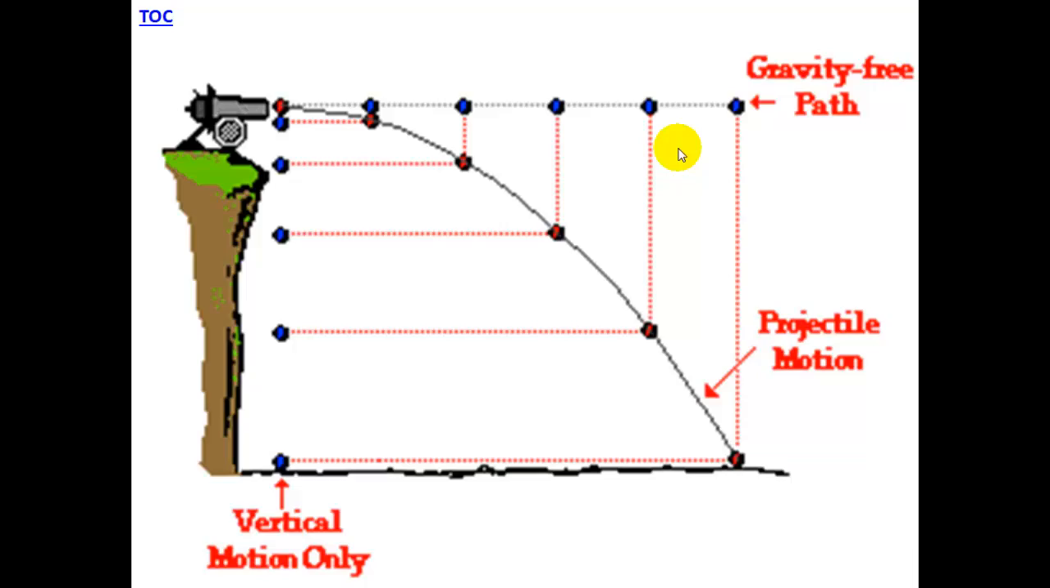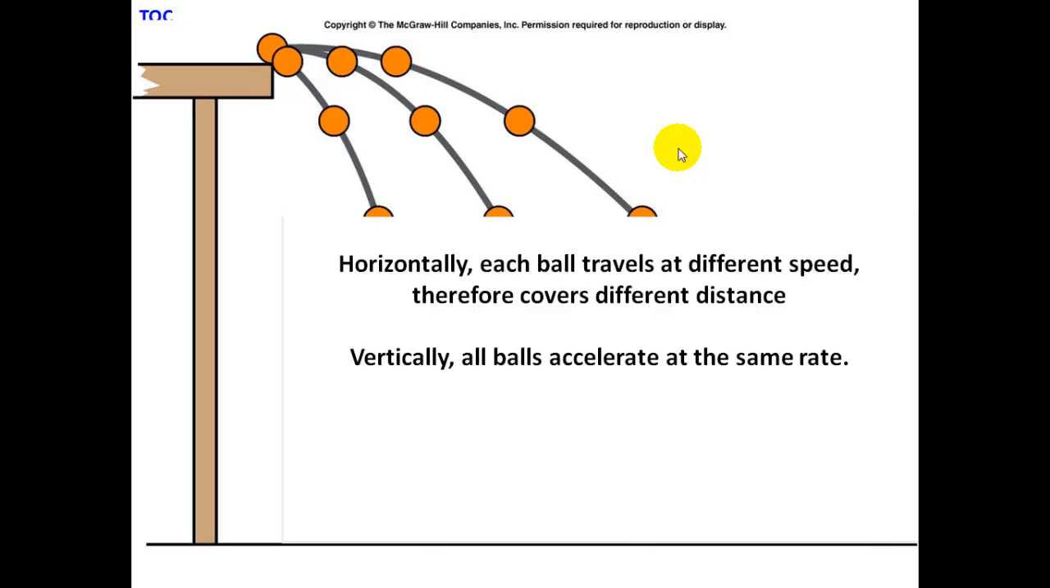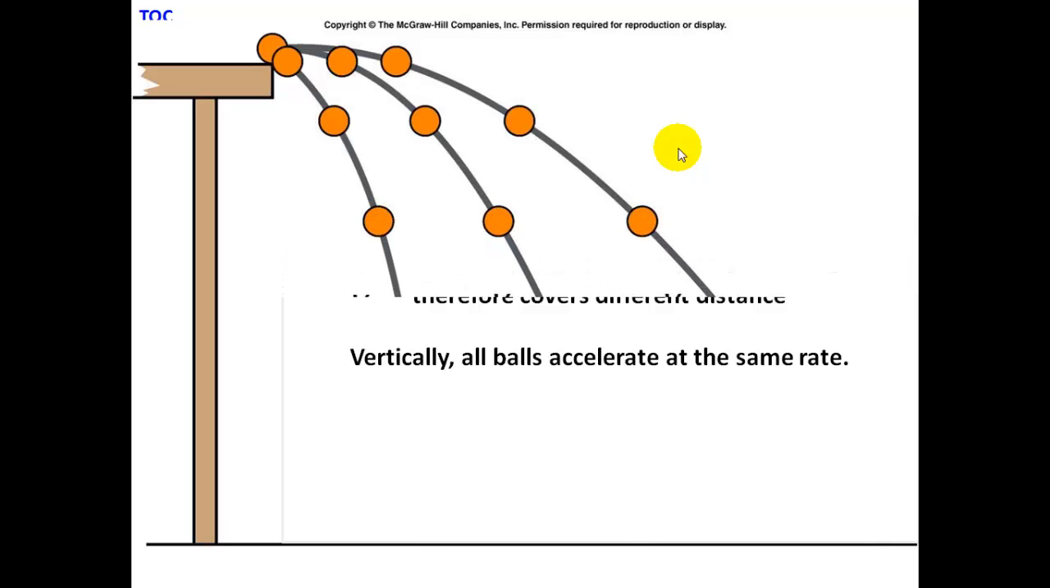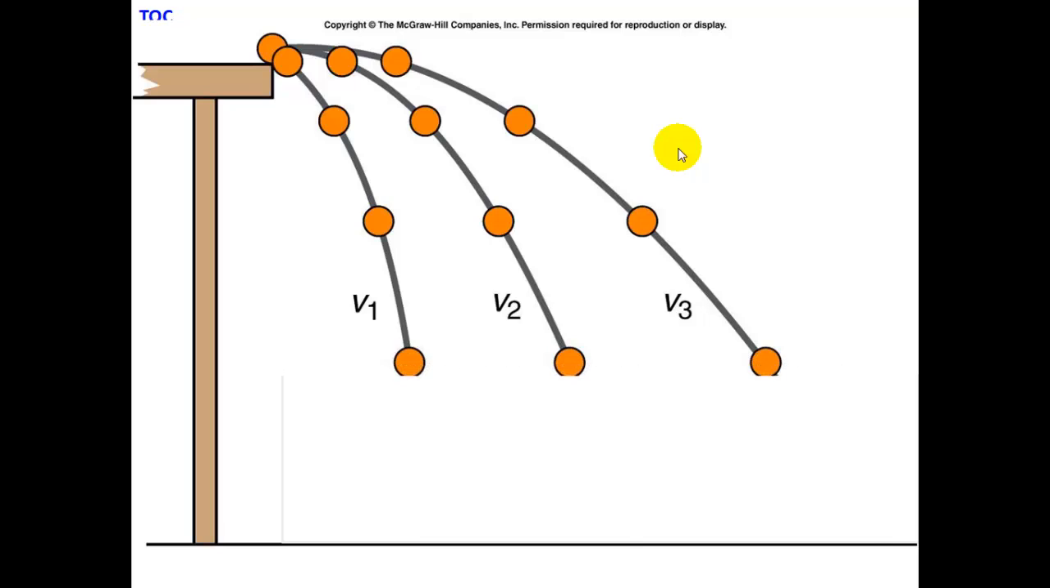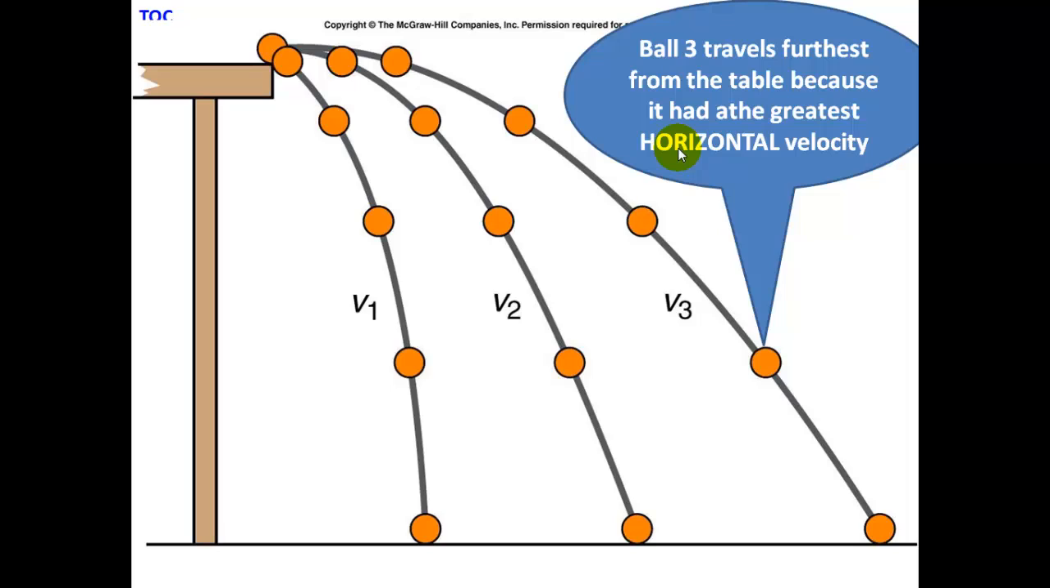And here we have a similar thing here. Horizontally, each ball, we have 3 balls here which are travelling at different speeds, and therefore they're going to cover different distances. However, vertically, all balls are going to accelerate at the same rate, independent of what their horizontal speed is. See, vertically, they drop at the same rate. Horizontally, the ones that are moving fastest are going to travel furthest. Ball 3 travels the furthest from the table because it has the greatest horizontal velocity.